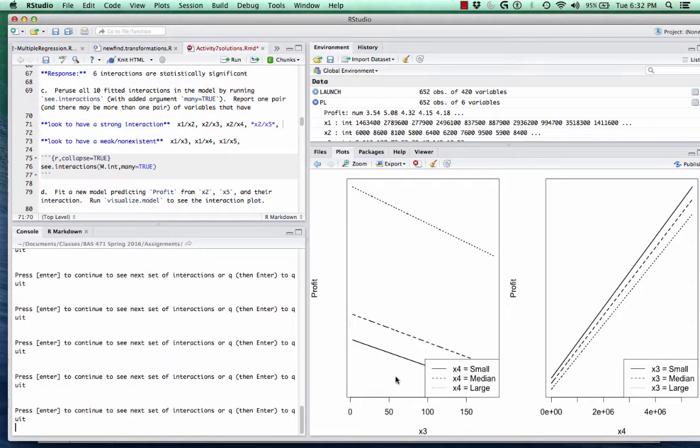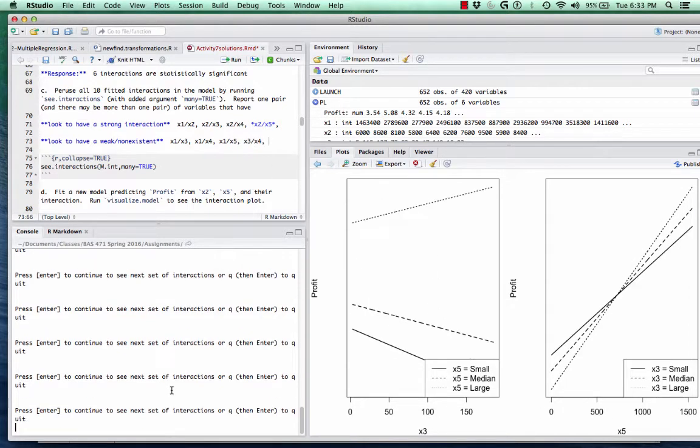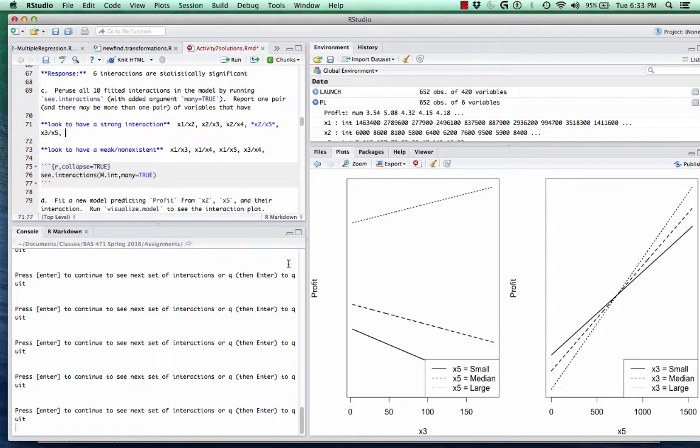Going on to the next one, x3 and x4. Well, these lines are almost parallel, so this is pretty weak. x5 and x3, well, we see some difference in slope. It's positive when x5 is large, but negative when x5 is small. So another fairly strong interaction going on.